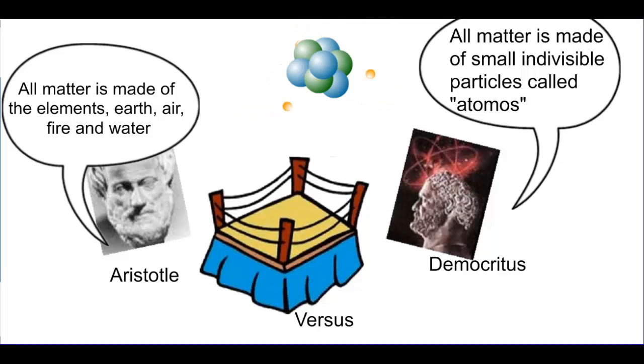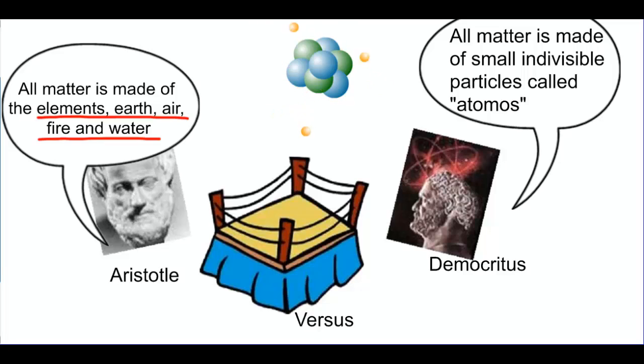And Aristotle argued that all matter is made of the elements earth, air, fire, and water. And that was really his argument, that all matter is made of 4 fundamental elements, and those elements were earth, air, fire, and water. So not elements like on our periodic table. These were elements that he thought everything is composed of some combination of those 4 things.